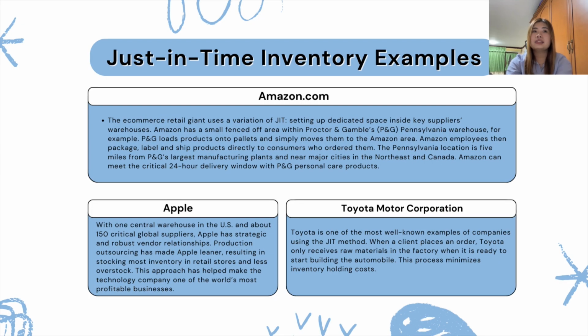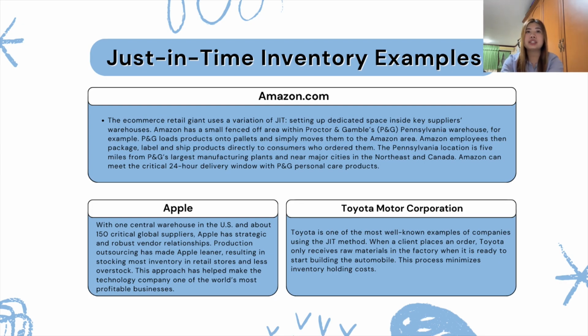Amazon.com, the e-commerce retail giant, uses a variation of JIT, setting up dedicated space inside key suppliers' warehouses. Amazon has a small fenced-off area within Procter & Gamble's, or P&G's, Pennsylvania warehouse. For example, P&G loads products onto pallets and simply moves them to the Amazon area. Amazon employees package, label, and ship products directly to consumers who order them.